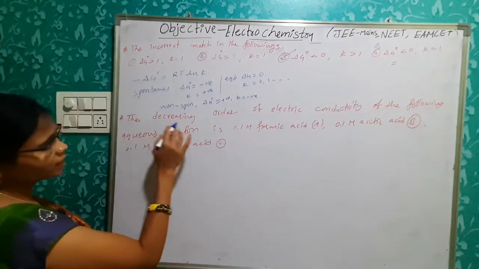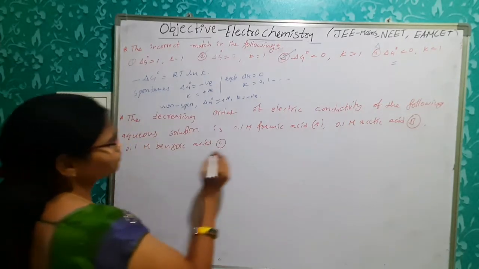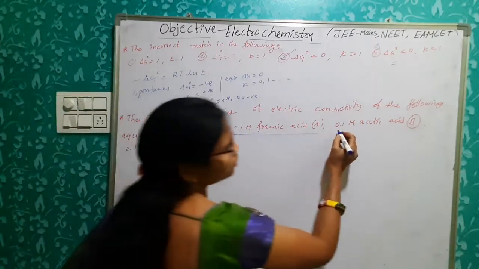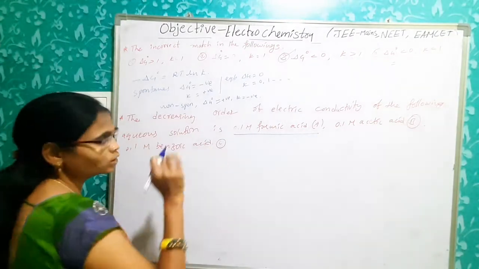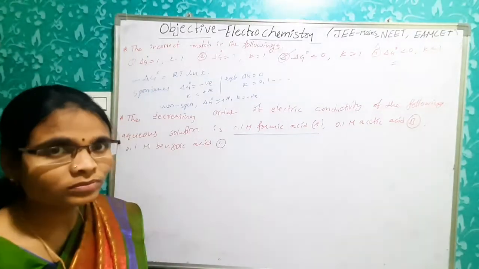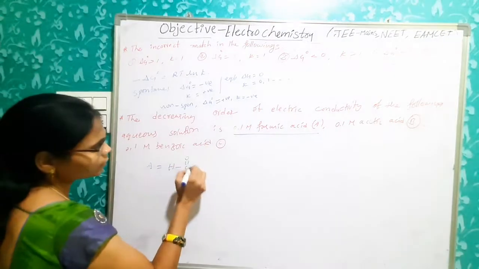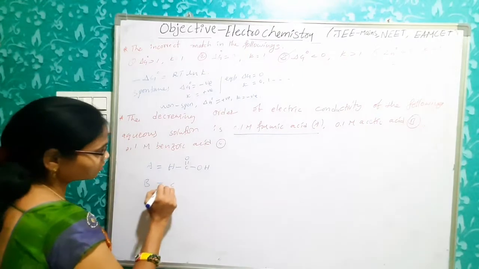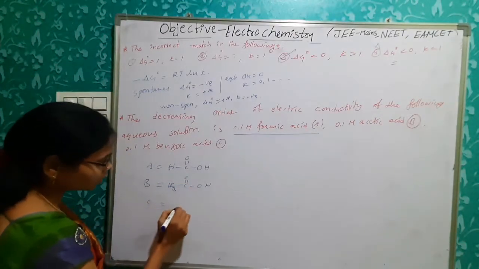Okay, next, the decreasing order of electric conductivity of the following. Which is given: 0.1 M formic acid, that is A; 0.1 M acetic acid, B; and 0.1 M benzoic acid. All concentrations are the same, all are acids. So for A, formic acid, HCOOH. Next B means acetic acid, CH3COOH. C means benzoic acid.